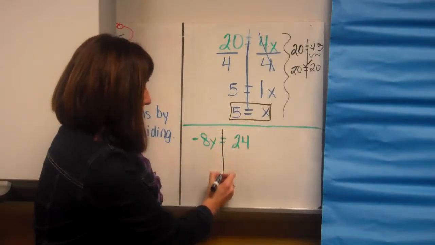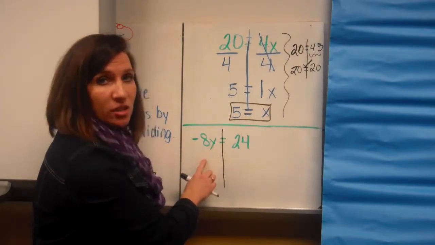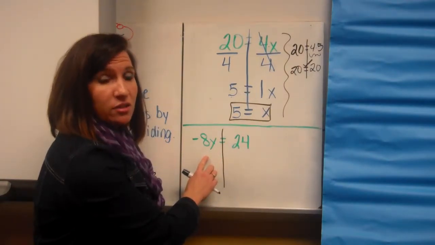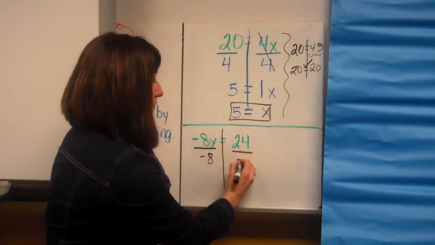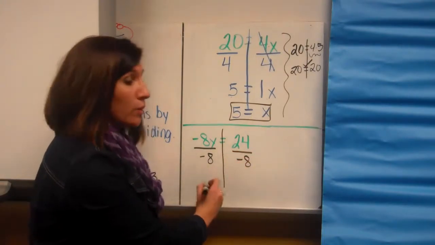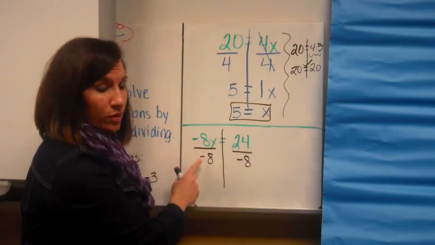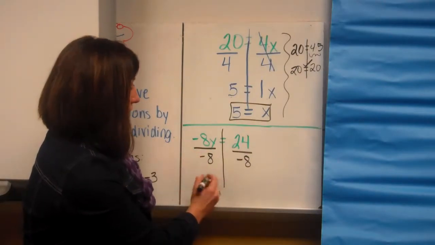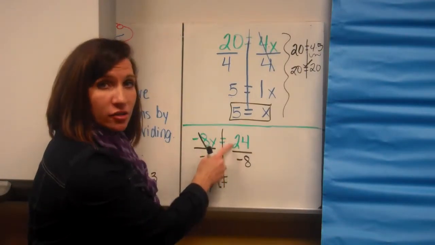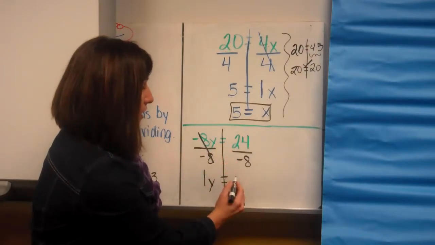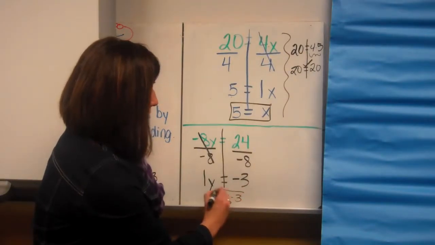We're going to draw the wall in so we can see our left side and our right side. Because this is multiplication, we have to use the opposite operation of multiplication to undo it. So we're going to divide by negative 8 over here, and also over here. Now remember, we want our coefficient to be positive 1. In order to get positive 1, we have to keep the negative with the coefficient. So negative divided by a negative gives us that positive 1y. And over here, we apply our integer rules: a positive divided by a negative gives us negative 3. So I know that y is equal to negative 3.